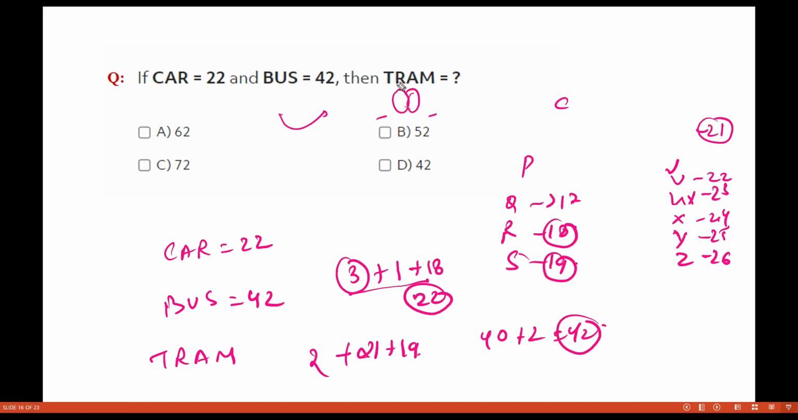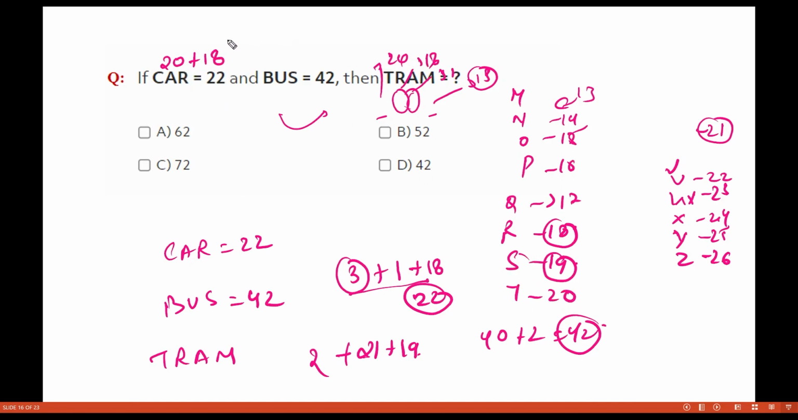Now you know T is 20, R is 18, A is 1, and what is M? M, N, O, P. P is 16, O is 15, N is 14, and M is 13. So what we have to do is 20 plus 18 plus A is 1 plus M is 13. So 38 plus 1 is 39 plus 13. I am getting here 52. So 52 is your answer.